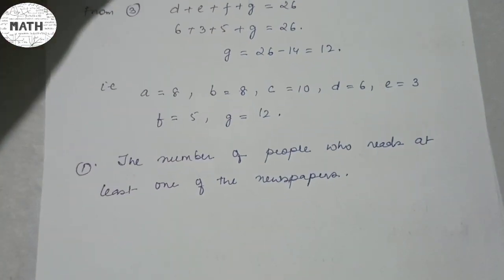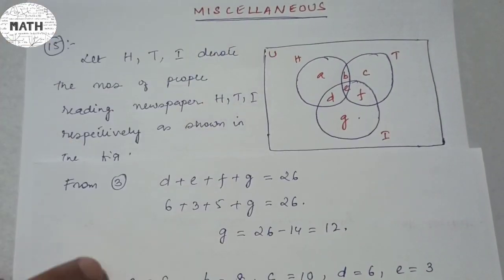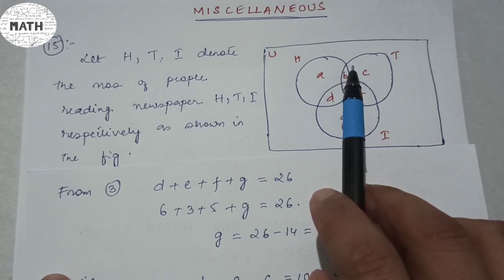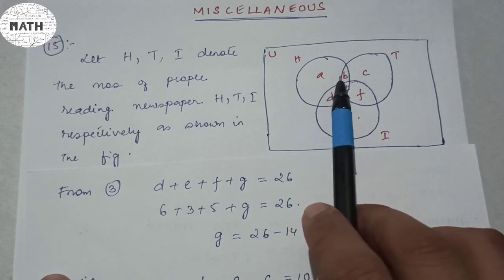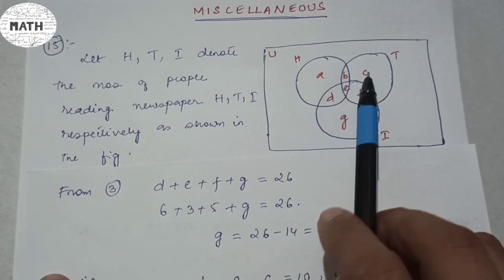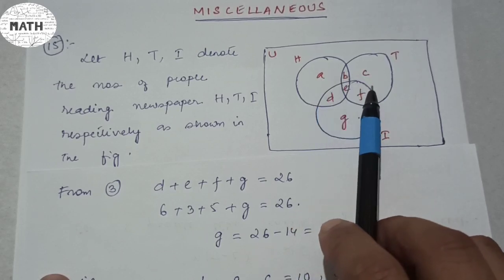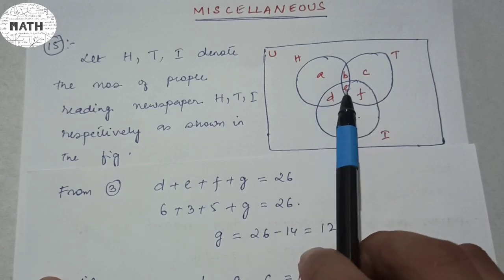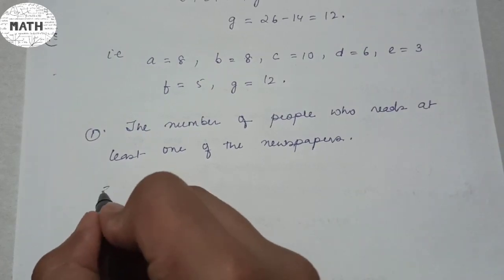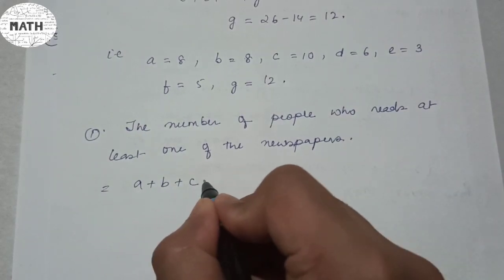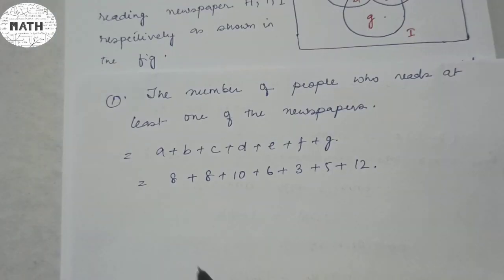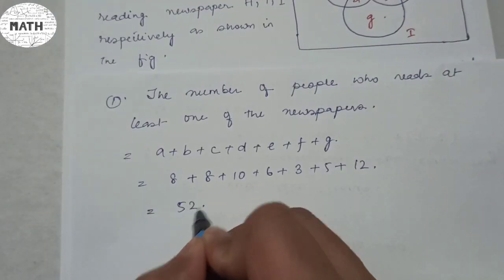Now let me go back again to the diagram. If we look over here in the diagram, according to the question, the number of people who read at least one of the newspapers, every alphabet A, B, C, D, E, F, G read at least one of the newspapers or not. So in short, every alphabet I should add them up in order to get the answer. So the number of people who read at least one newspaper would be nothing more than A plus B plus C plus D plus E plus F plus G. So if I add them up, the answer I will get here is nothing more than 52.